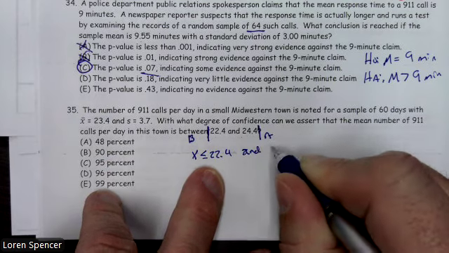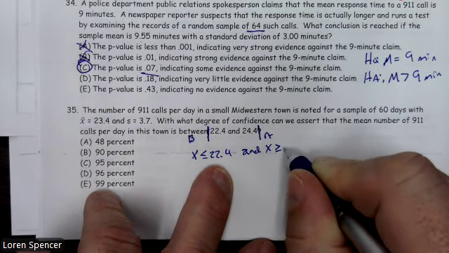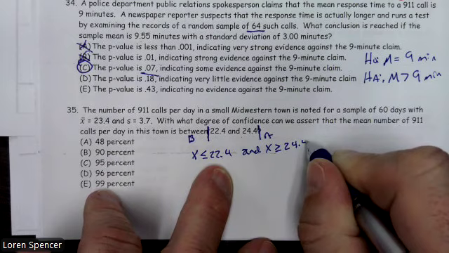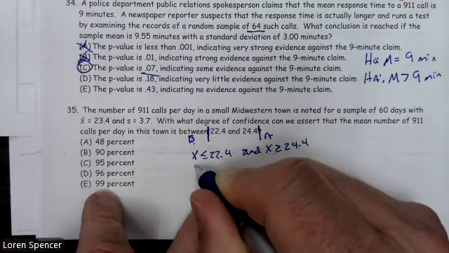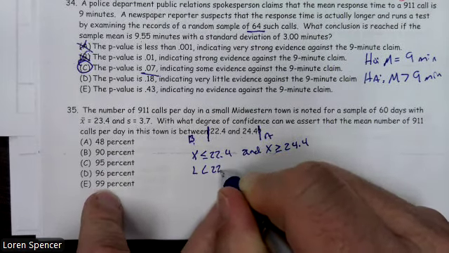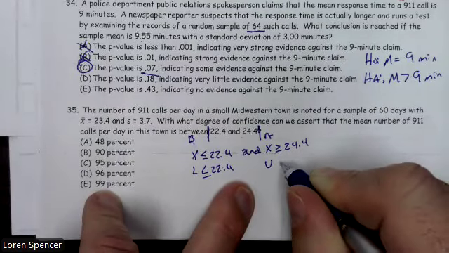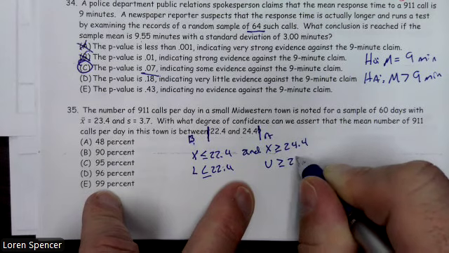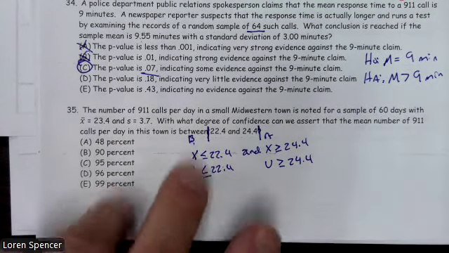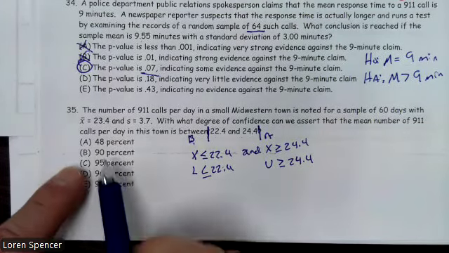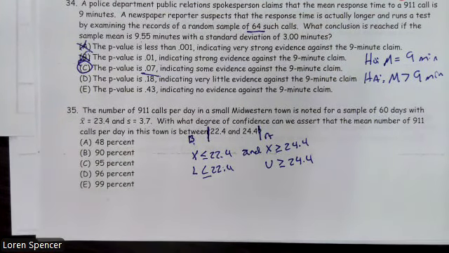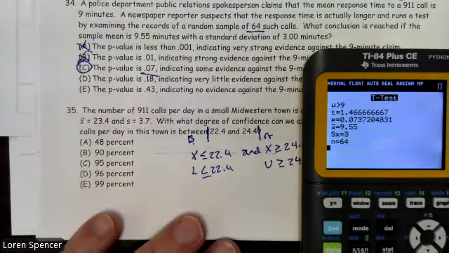And our X will have to be greater than or equal to 24.4. Or maybe I should say our lower has to be less than or equal to 22.4, and our upper has to be greater than 24.4. Now there's some ways to go about doing this, but the easiest way, since they gave us this and we have the calculator, is just to plug in the values and see what happens.